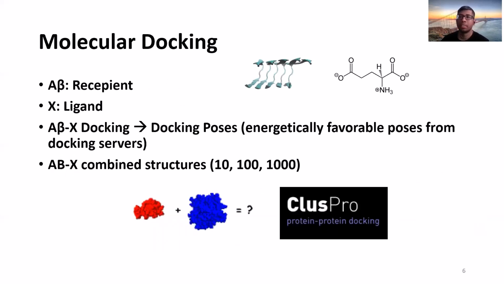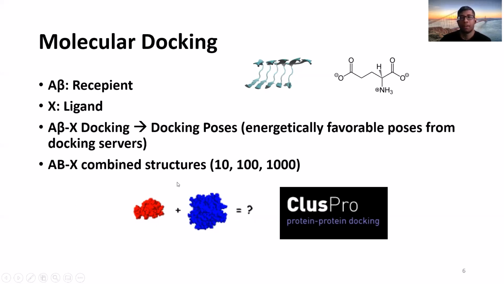So in order to simulate that kind of interaction between the amyloid beta protein and the X protein, first what you want to do is molecular docking. You want to use this amyloid beta as the receptor and that X protein as the ligand. Then you perform their docking. For example, how do they interact? How do they come close together? And you want to know their energetically favorable poses by submitting their structures in docking servers. And what the docking servers do is they actually populate several combined structures.